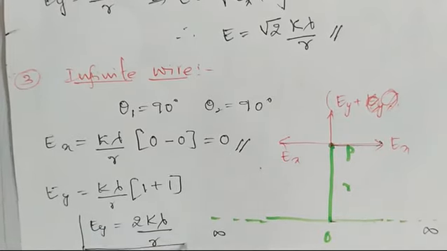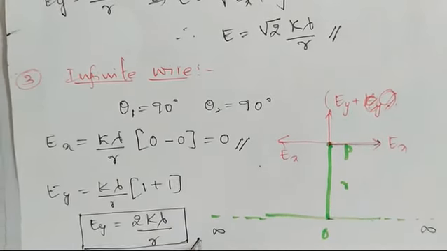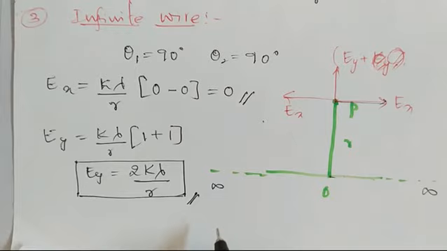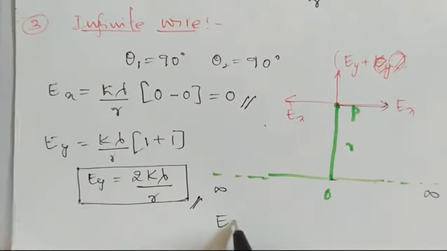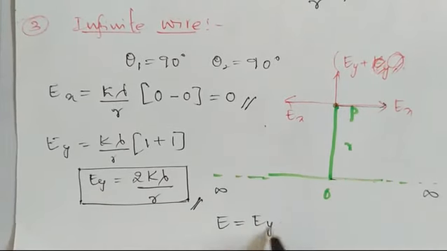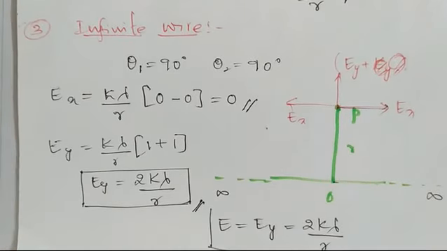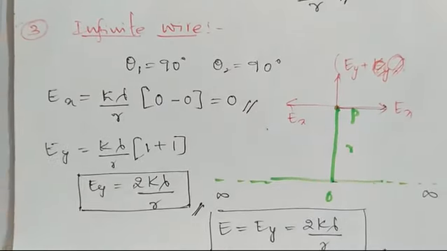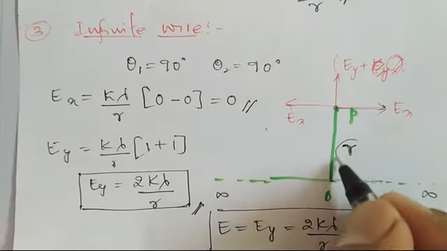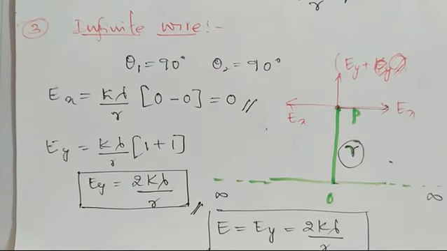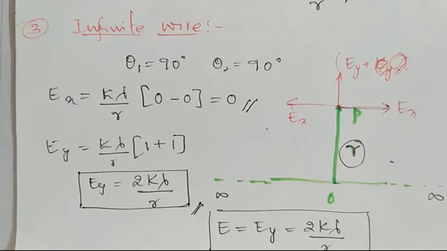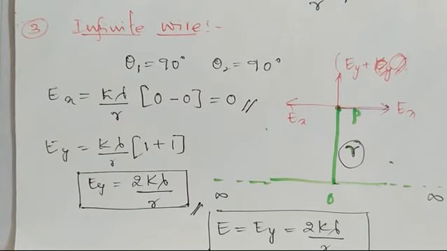So the total electric field, the resultant, also has only one component, so 2K lambda divided by R. This is the electric field due to an infinite wire at a perpendicular distance R. So these are the cases of electric field due to a point charge and linear charge distribution. Right? So thank you.